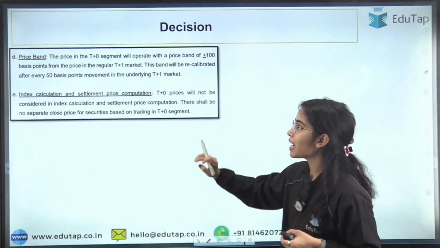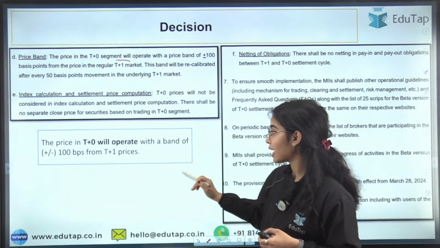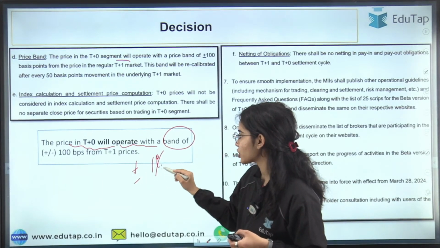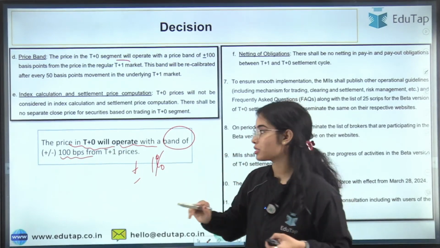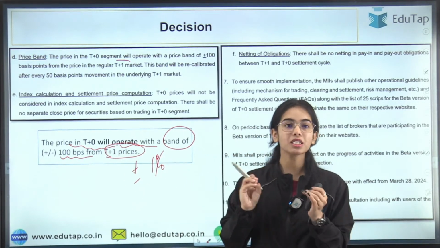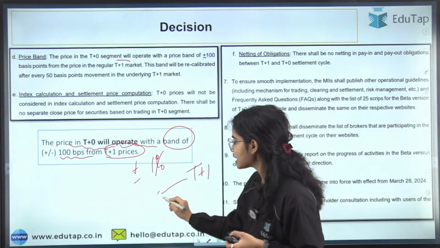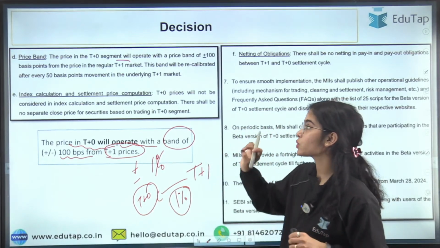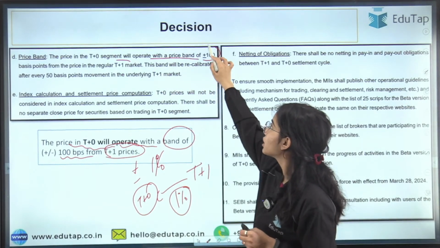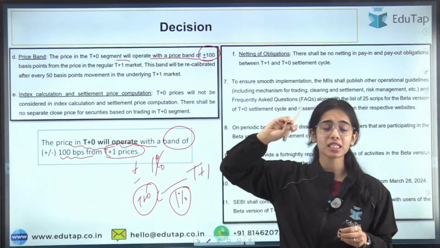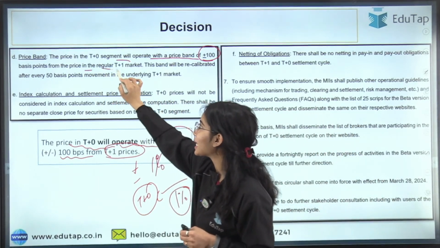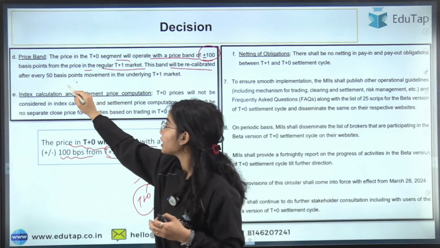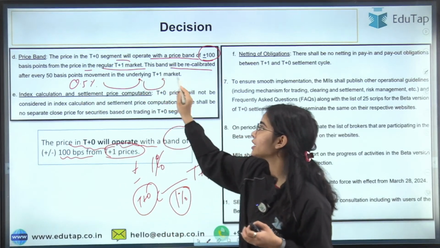Next is price band. This is an important thing: the price in T+0 will operate with a band of ±1%, that is 100 basis points, from the T+1 prices. So the T+0 prices will differ by around 1% from the T+1 prices. The price in the T+0 segment will operate with a price band of ±100 basis points from the price in the regular T+1 market, and this band will be recalibrated after every 0.5% movement in the underlying T+1 market.